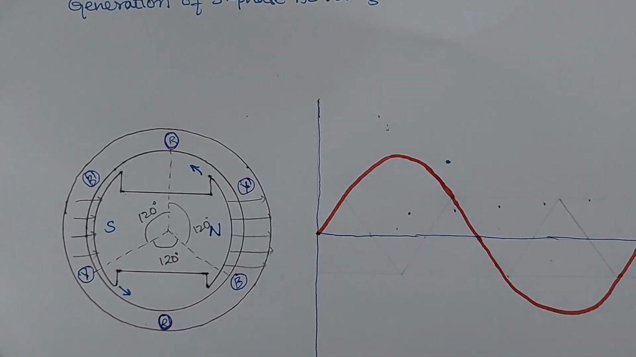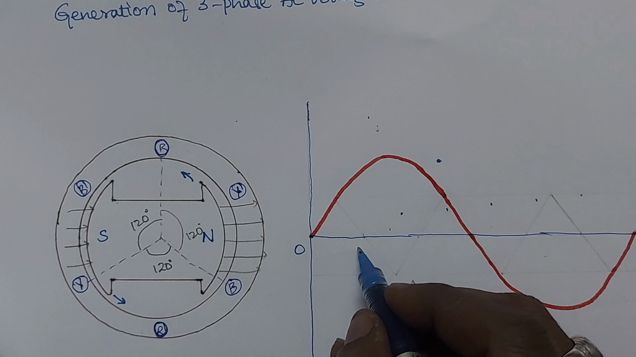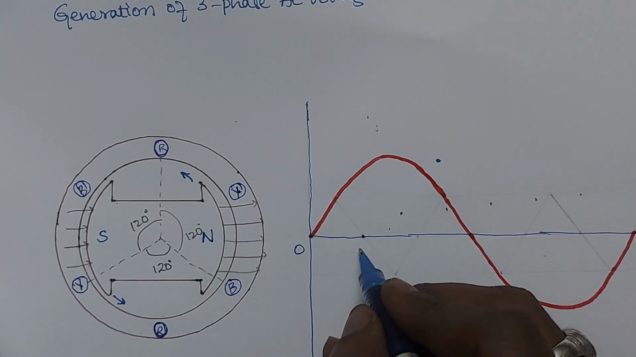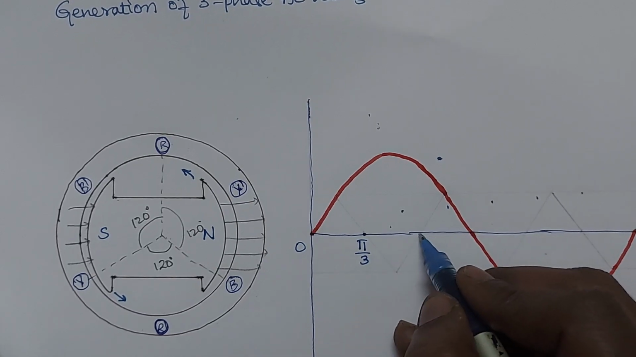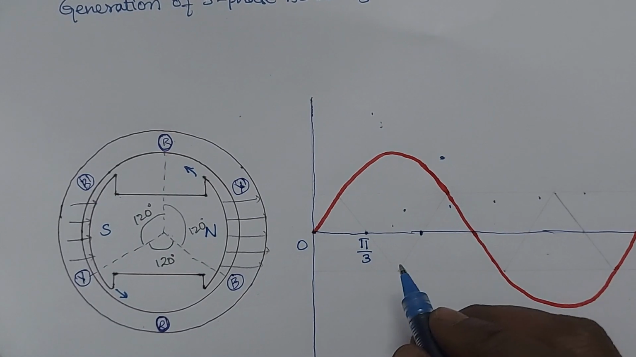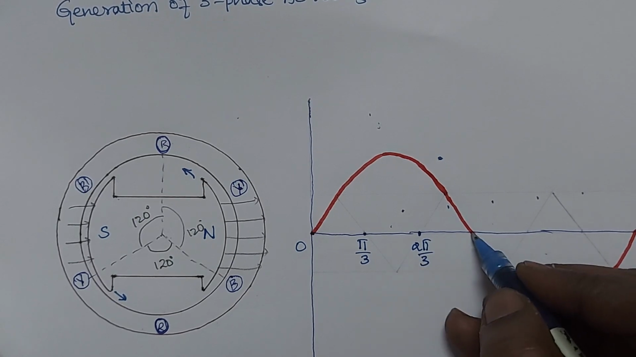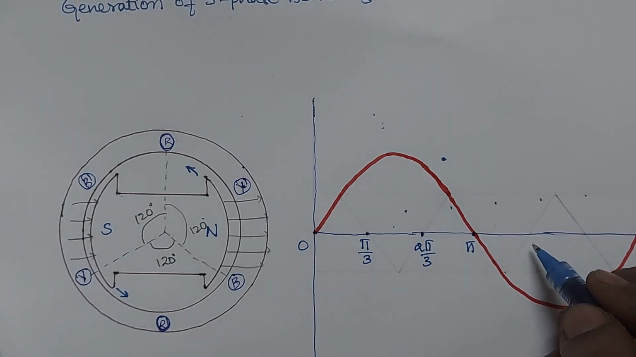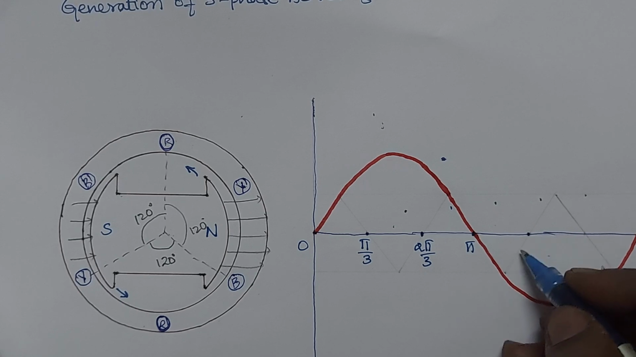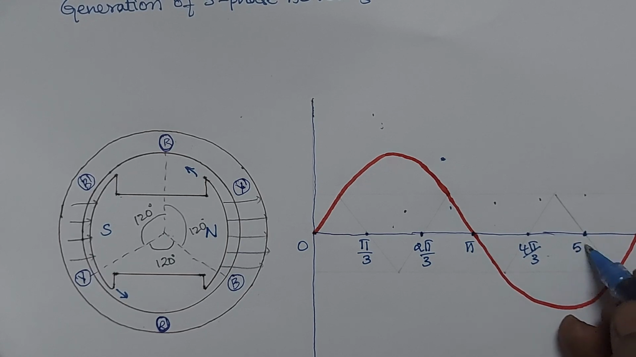Now here I am showing the angle subtended. This is 0, and at this angle this is pi by 3, that is 60 degrees, and now this is 2 pi by 3, that is 120 degrees, and here this is pi for this waveform, and next one more, 4 pi by 3, and here this is 5 pi by 3, and this is 2 pi.